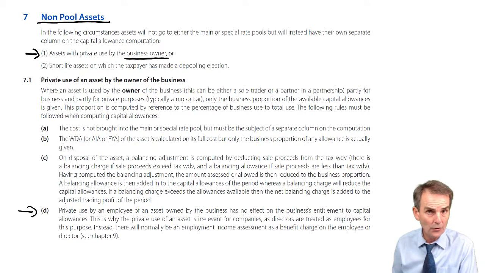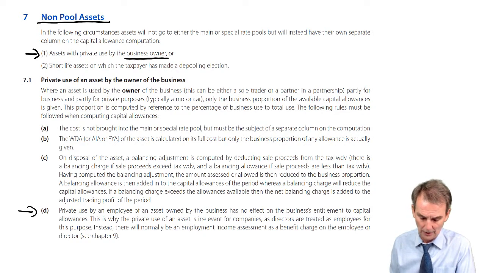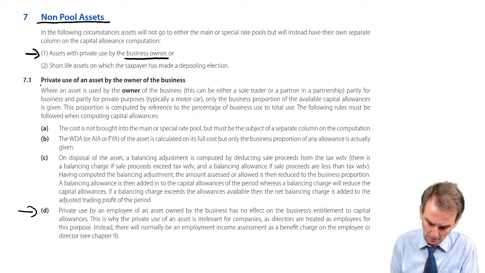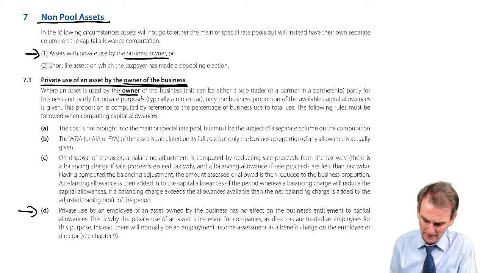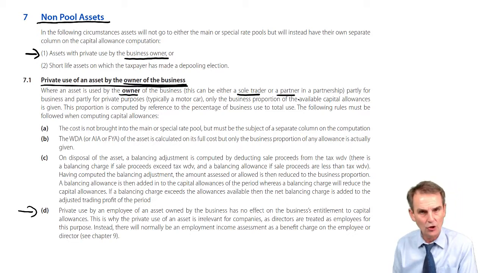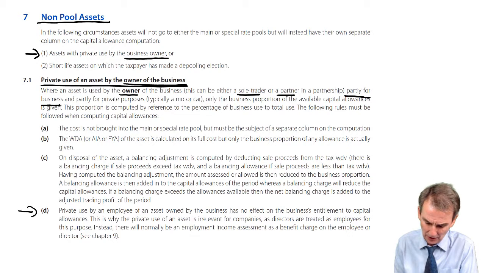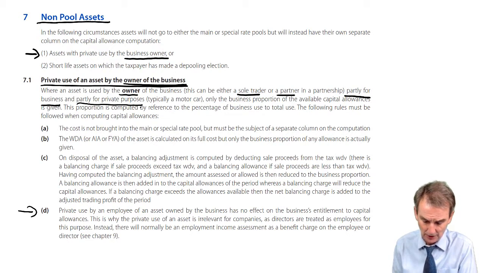So let's just go through the details of this. Again, it's a regular inclusion within our exam questions. Private use of an asset, again we repeat, by the owner, the proprietor of the business. Again, we know who it is, sole trader or a partner in a partnership. And where we have the situation where the use of the asset is partly for business, which is fine and therefore allowable, but partly for private purposes.